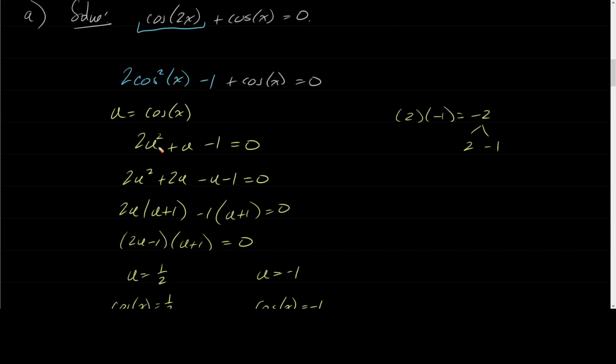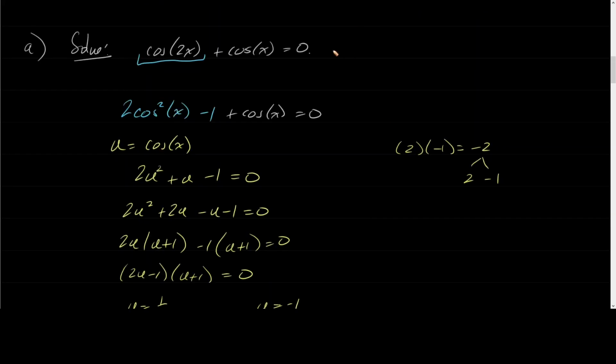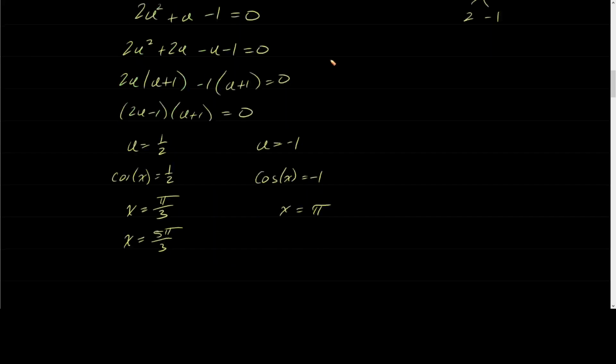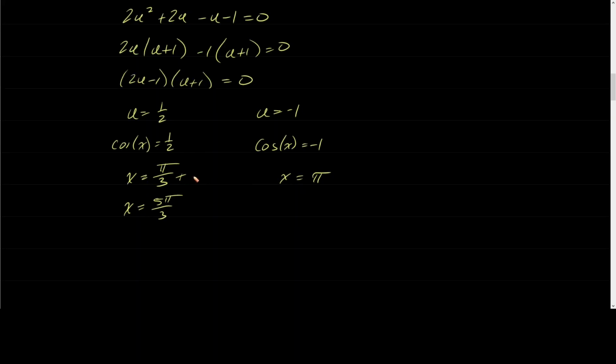But notice the instructions didn't say that I need to be within the unit circle. So I need to make sure that I add the period of cosine. So plus 2 pi n on every single one of these. And there we go. That is our final answer.